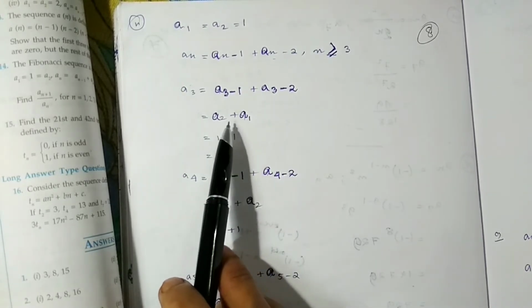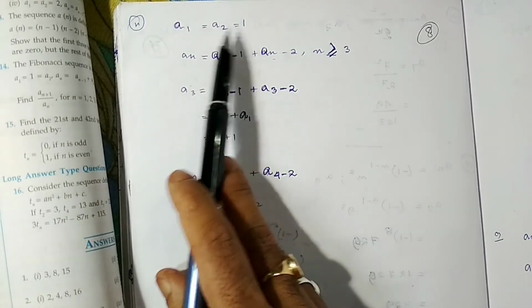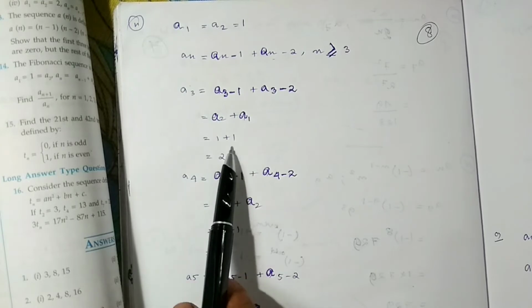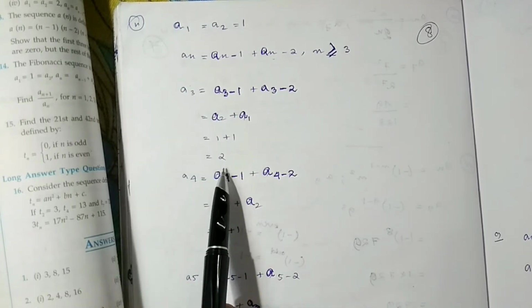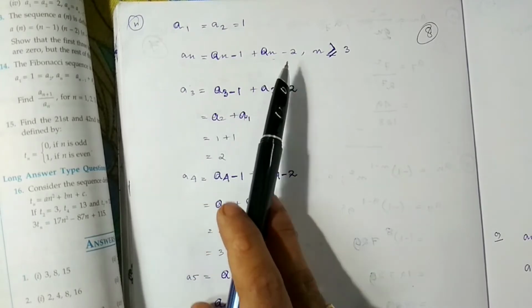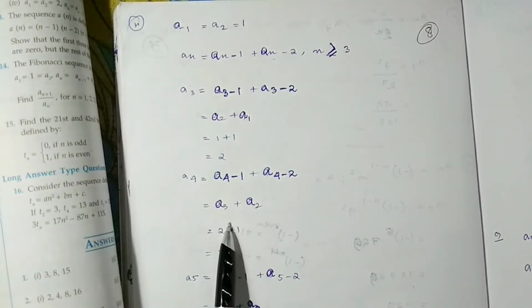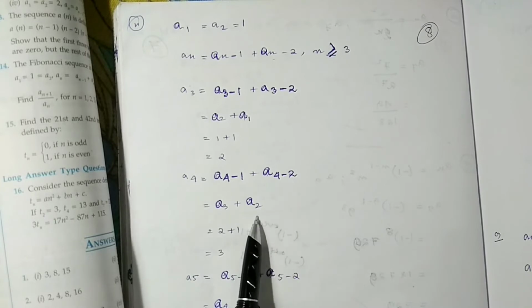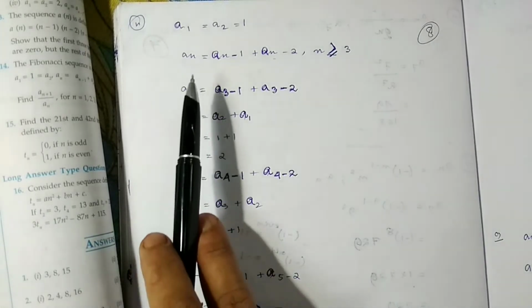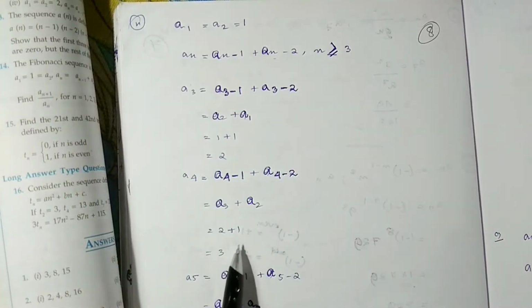A2 plus A1. What is A2? A2 is 1. A1 also 1. So instead of A2 and A1, I will place 1 plus 1. That will give me 2. For A4, same formula, A4 minus 1 plus A4 minus 2. A4 minus 1 is 3 and 4 minus 2 is 2. What is A3? A3 is given here as 2 and A2 will be 1. So it will be 2 plus 1, 3.